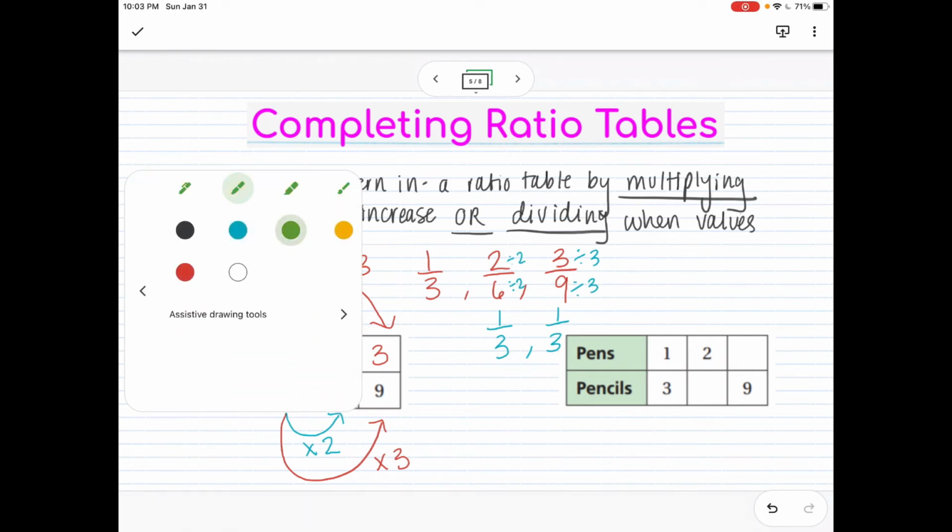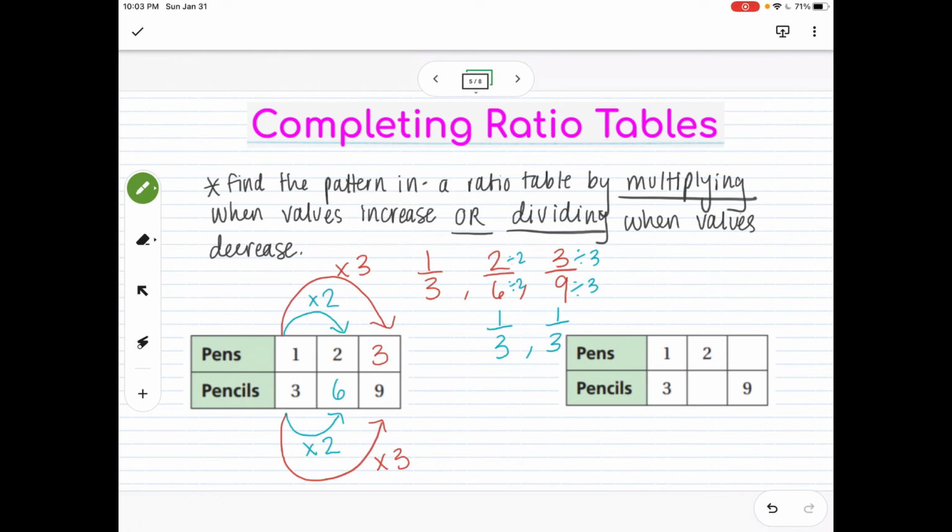Now with this diagram, obviously it's the same thing, but I wanted to show you how you use division when they're decreasing. So if I was going this way, I could say, okay, how do I get from 2 to 1? And of course, I would have to divide by 2. That means from this one to this one, I would have to do the same thing, divide by 2. So what number divided by 2 would give me 3? Of course, it would be 6.